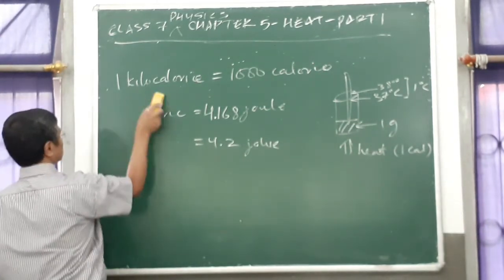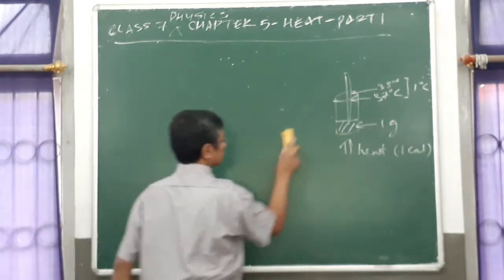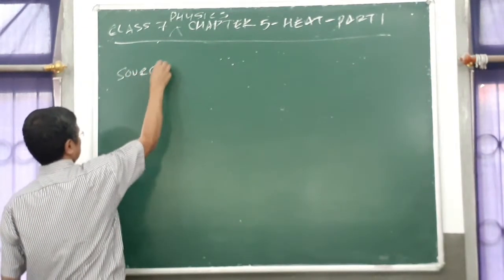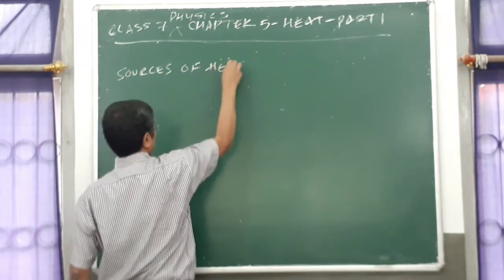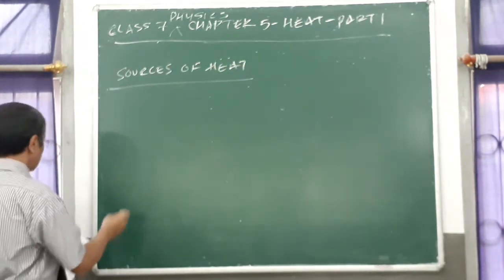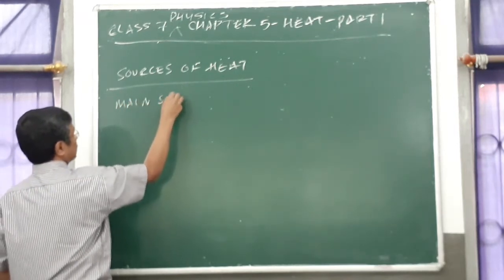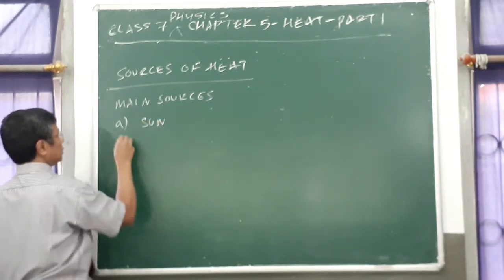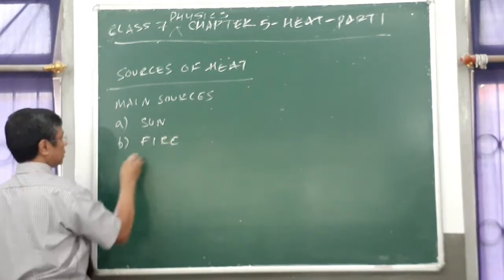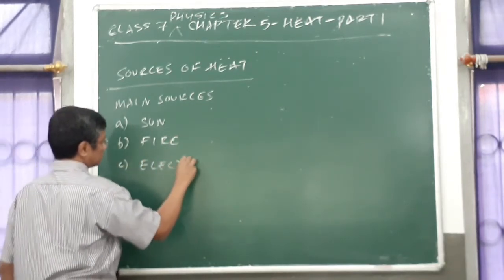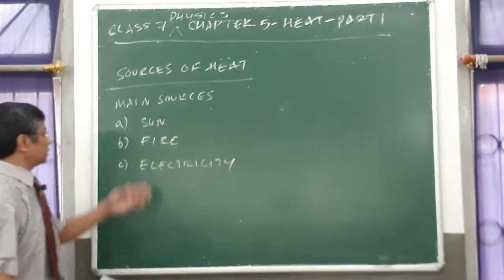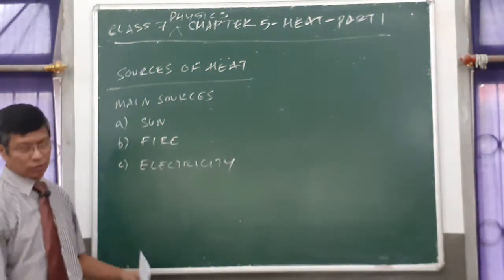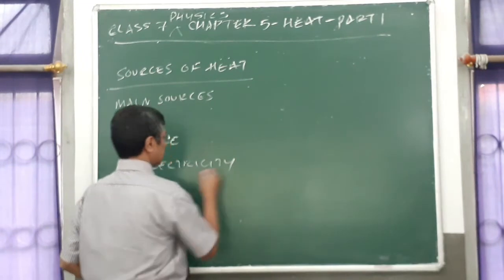Next, we are discussing the various sources of heat. The main sources of heat are: number A, the sun; number B, fire; and number C, electricity. In this case, the sun directly provides heat, fire also directly provides heat, but electricity does not provide heat directly, only through devices.